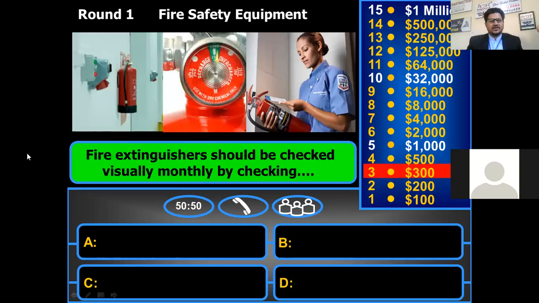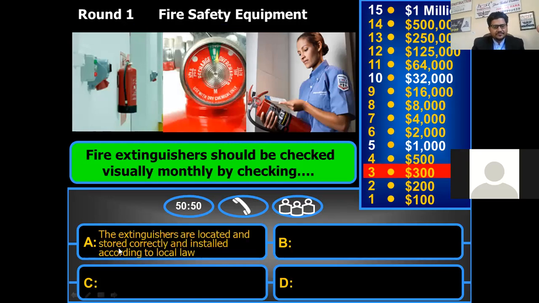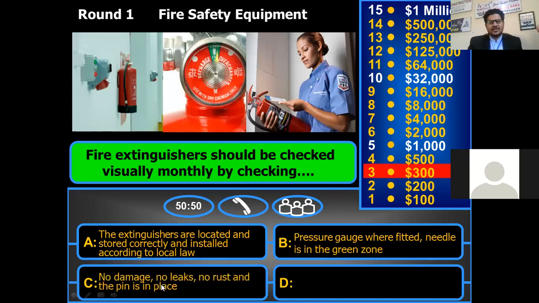$300 question is there. Look at the picture, and the question is, fire extinguishers should be checked visually monthly by checking what? That the extinguishers are located and stored correctly and installed according to the local law; pressure gauge, where fitted, needle is in the green zone; no damage, leak, rust, and the pin is in place; or all of the above. So what is your answer? $300 question number 3. I'm expecting the same answer, D, mashallah, and you're right.